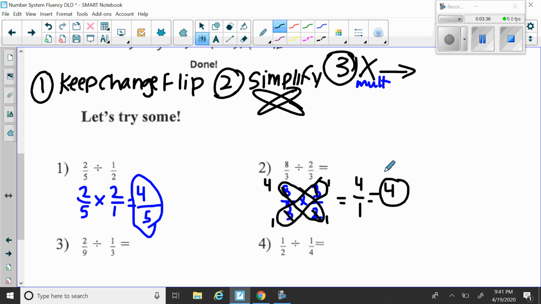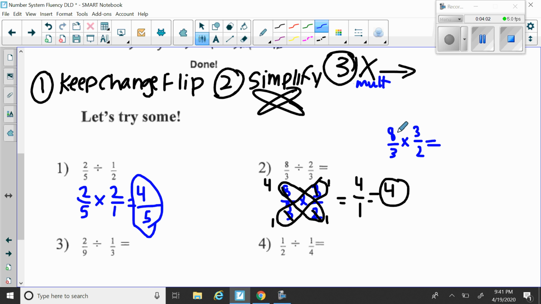Okay? Now, if you don't simplify first, that's okay. So if I were to take this problem and I wanted to do it over here and not simplify first, I can simplify at the end. So if the butterfly method is confusing you for simplifying, do it this way. So we would have 8/3 times 3/2. That was our keep, change, flip.